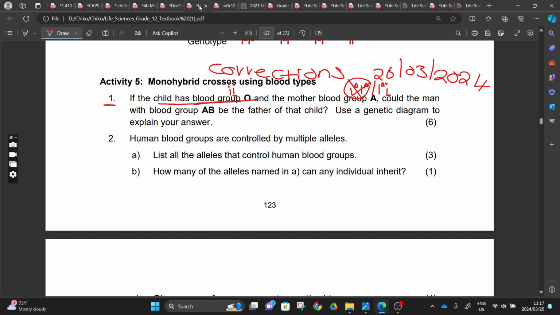And then they say, would the man with blood group AB, we know this one, it's heterozygous, only these possibilities. Would the man with blood group AB be the father of that child? Use a genetic diagram to explain your answer. And then, will this man be the father? The answer is no, right? From our understanding, before we can go and explain anything, our understanding is to say no.